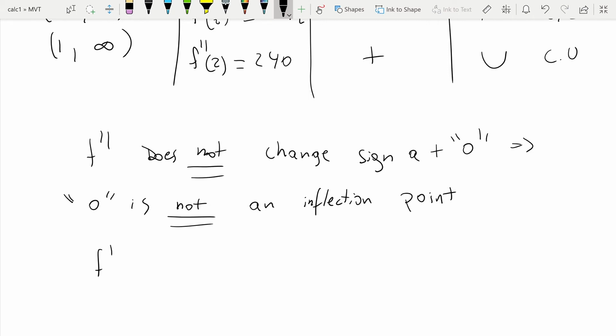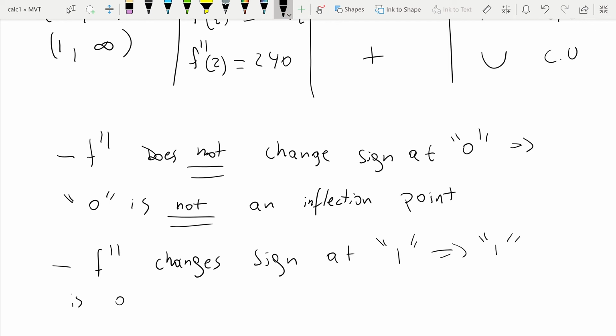F double prime, so this is the first thing, f double prime changes sign at 1, and this implies that 1 is indeed an inflection point. It's an inflection point.